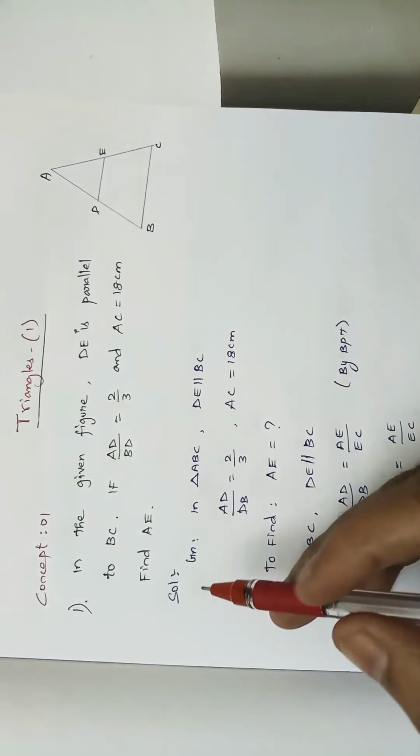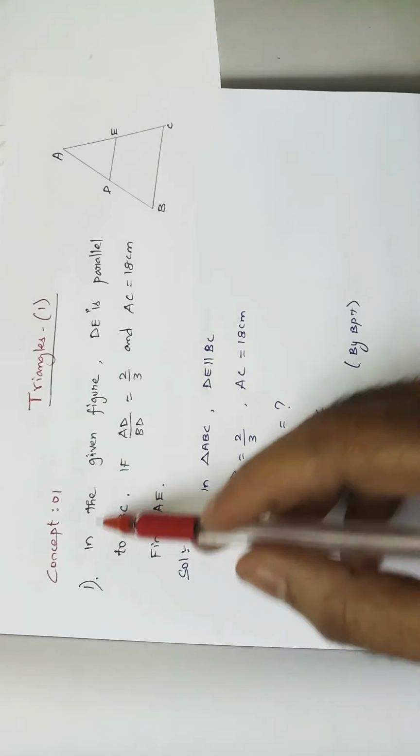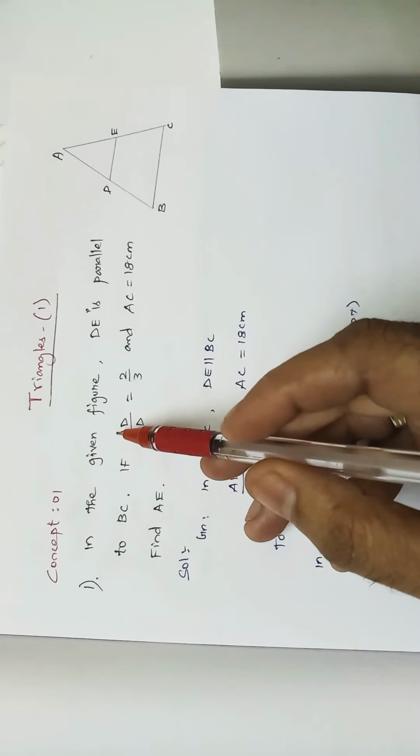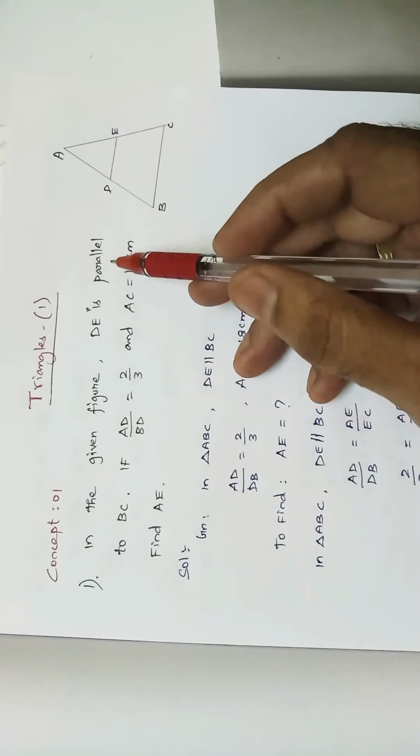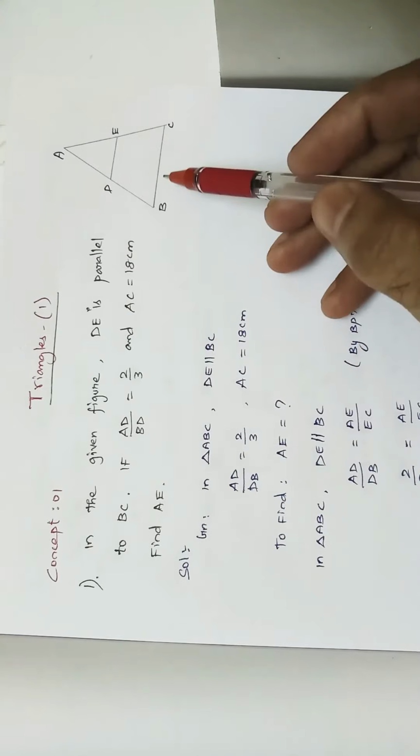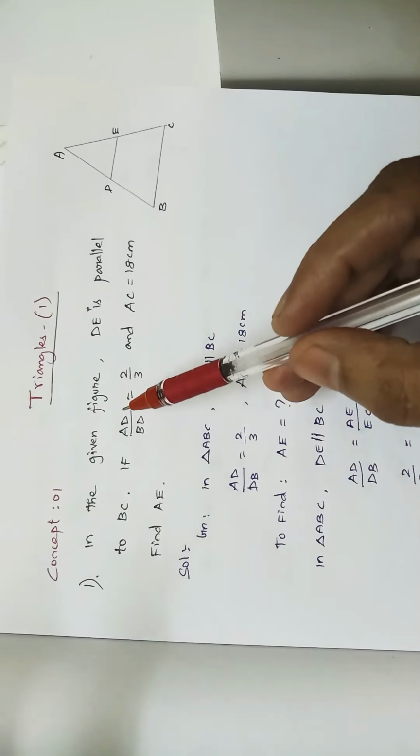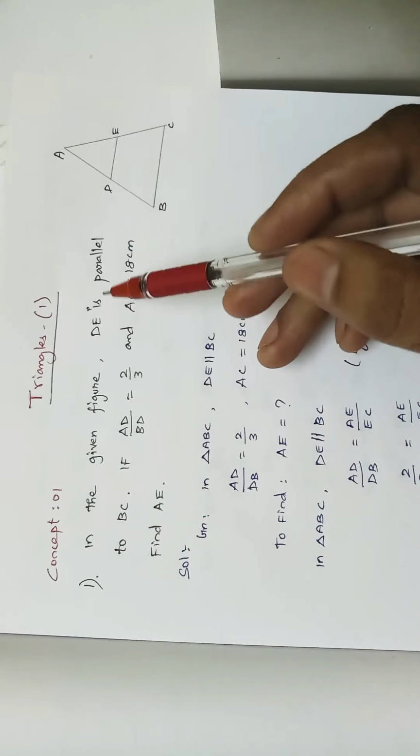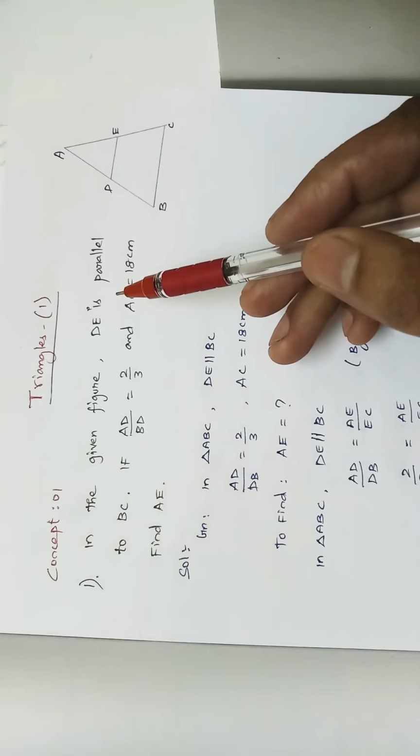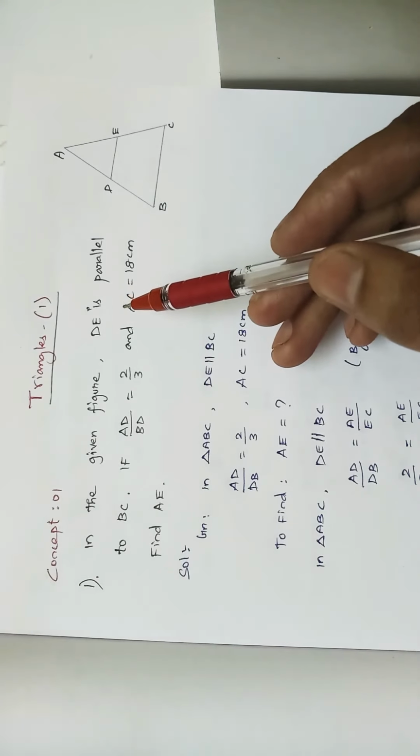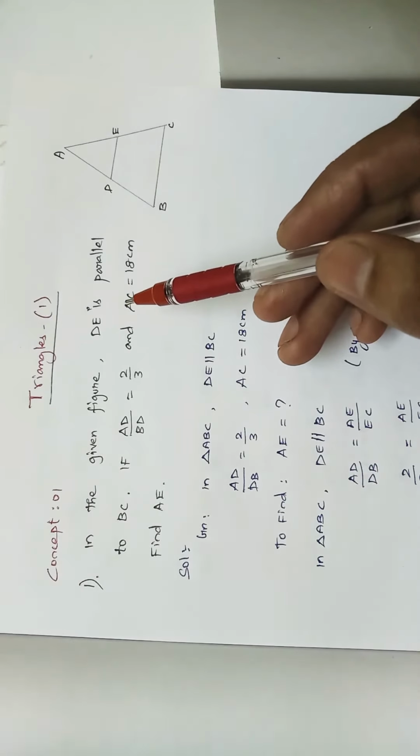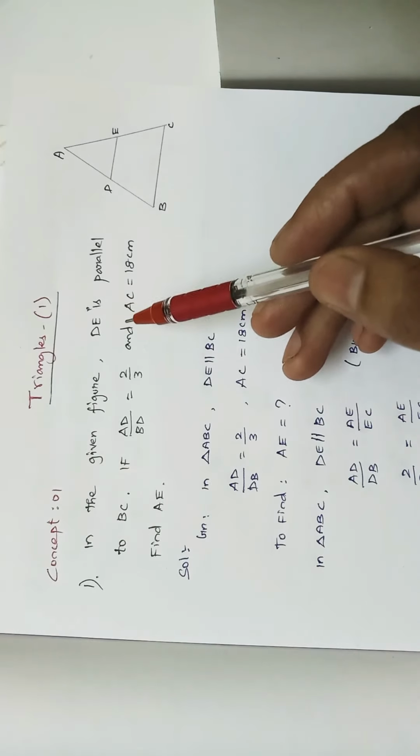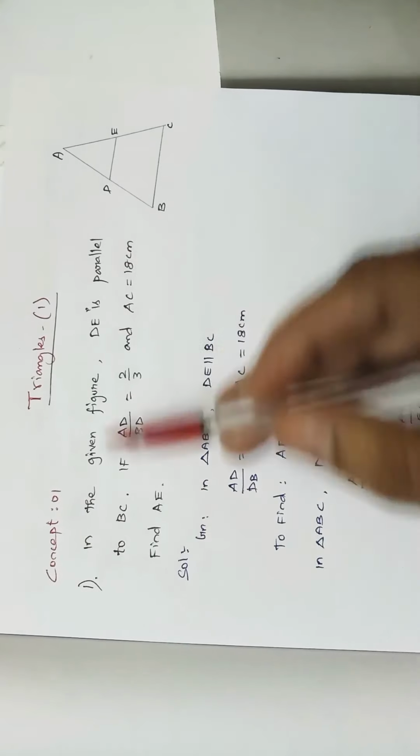Okay, sum number 1, concept 1, sum number 1. In the given figure, DE is parallel to BC. While you are reading this from the given, suddenly you have to come to the conclusion that this question is from the first concept, right? Because the parallel and those things will come under the first concept, the BPT concept, right?